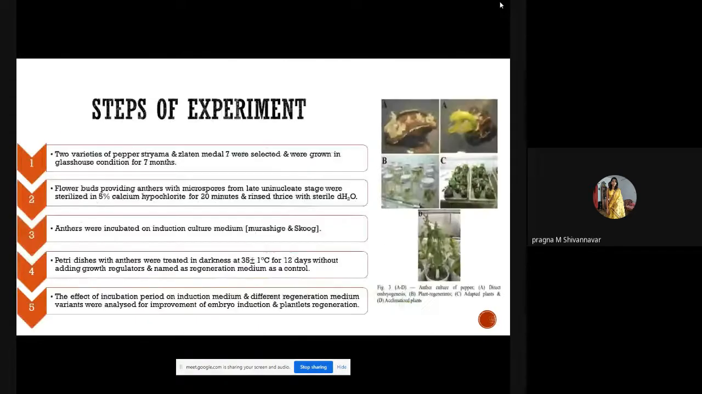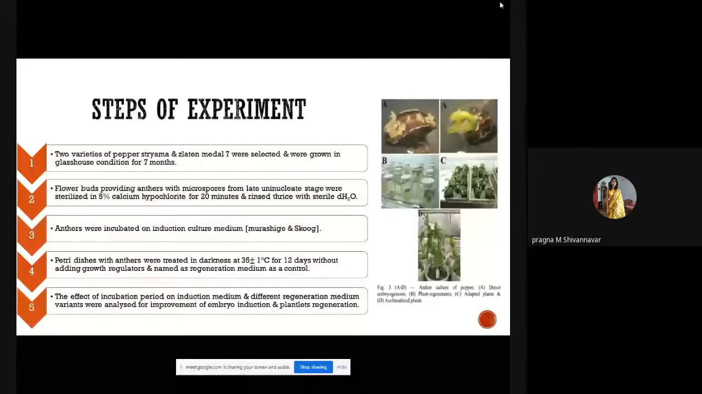And coming to the experiment, the two varieties of peppers, the Strayama and the Latin Medal 7, were selected and were grown in the glasshouse condition for almost 7 months. And the flower buds providing anthers with microspores from late uninucleate stage were sterilized in 5% calcium hypochlorite for 20 minutes and rinsed thrice with sterile distilled water. Next, the anthers that were excised from the flower were incubated on induction culture medium, that is the Murashige and Skoog medium. The petri dishes with the anthers were treated in darkness at 35 plus or minus 1 degree Celsius for 12 days without any addition of the growth regulators, and this was named as the regeneration medium and it was considered as a control.